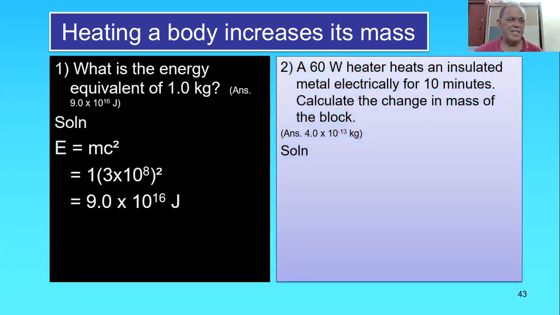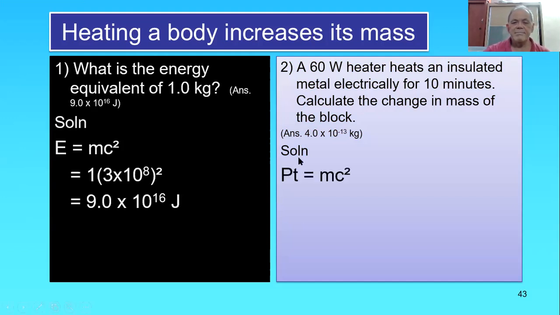And a 60 watt heater heats an insulated metal block electrically for 10 minutes. Calculate the change in mass of the block. Okay, that's what we say. We heat an insulated metal, the mass should increase. So let's calculate the increase in mass.